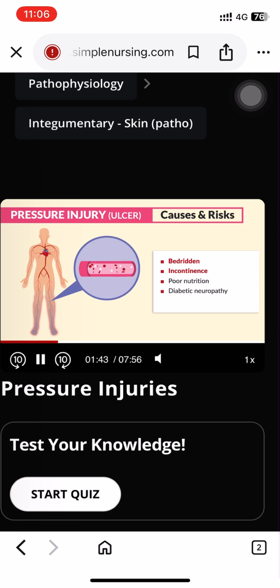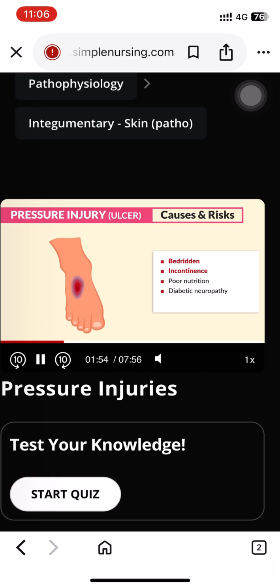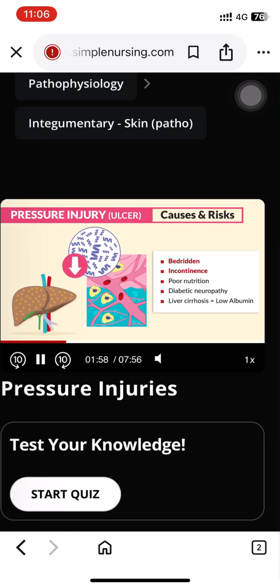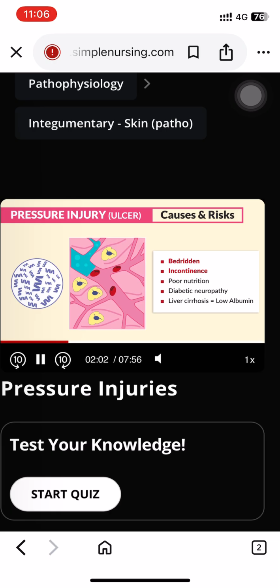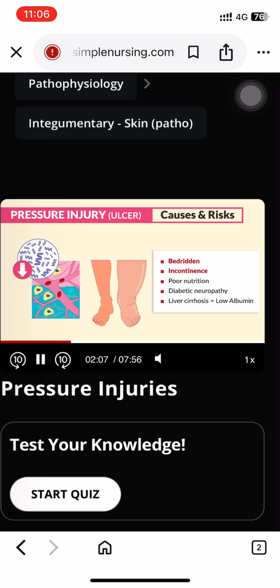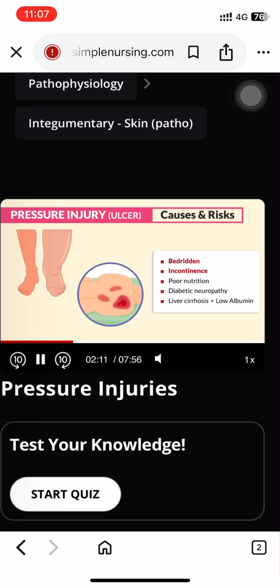Another cause is diabetic neuropathy, the lack of sensation with our diabetic patients, and the lack of skin perfusion due to that thick syrupy blood, so we end up with foot ulcers, which are very common. And lastly, clients with liver cirrhosis have low albumin. The lack of albumin, which is that protein that attracts fluid back into the vascular spaces, means we end up with a bunch of fluid that leads to edema, basically waterbed skin, so a high risk for skin breakdown.